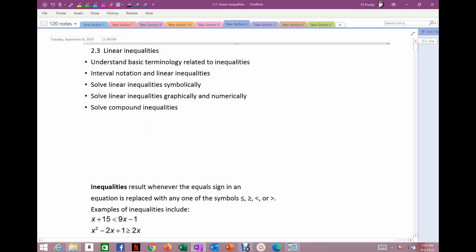Okay, so in the first few sections of 2.1, we were talking a lot about linear equations, how to solve linear equations, graphs, different forms of linear equations. In 2.3, we're going to look at linear inequalities. We're going to understand what a linear inequality is, go over interval notation and set notation, because those are the solution sets to linear inequalities, and solve them symbolically, which remember means algebraically, and graphically. Numerically go hand in hand. And then we'll get to compound inequalities.